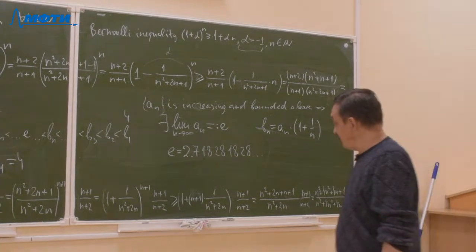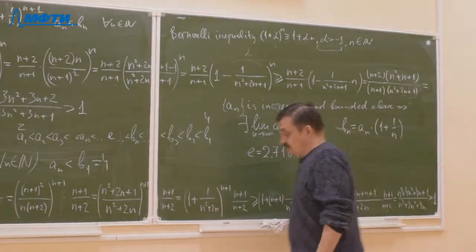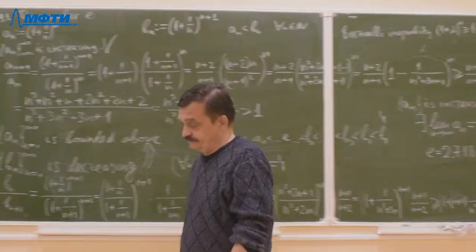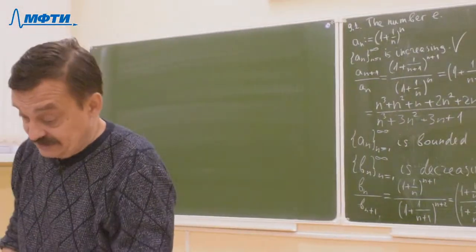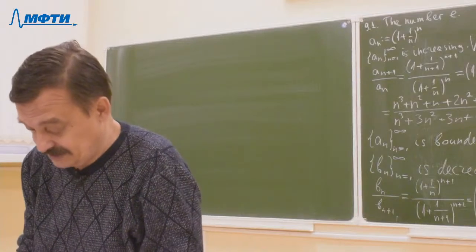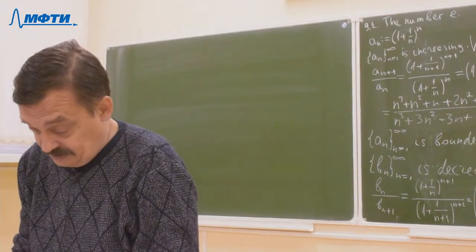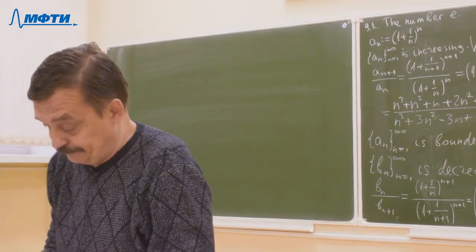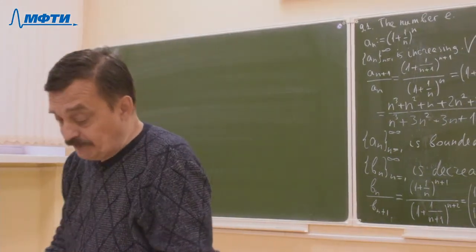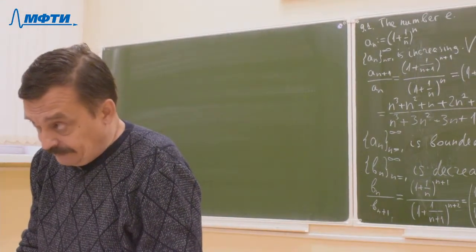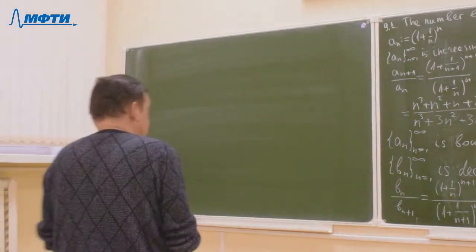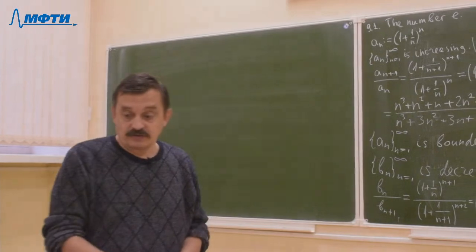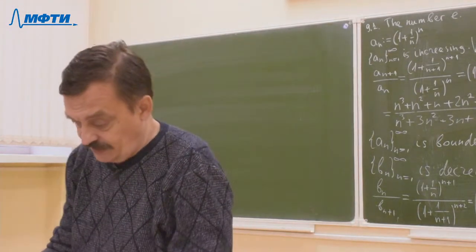The number E is not rational, it is irrational, also it is a transcendental number, so it is not a number which is a root of an algebraic equation with rational coefficients.